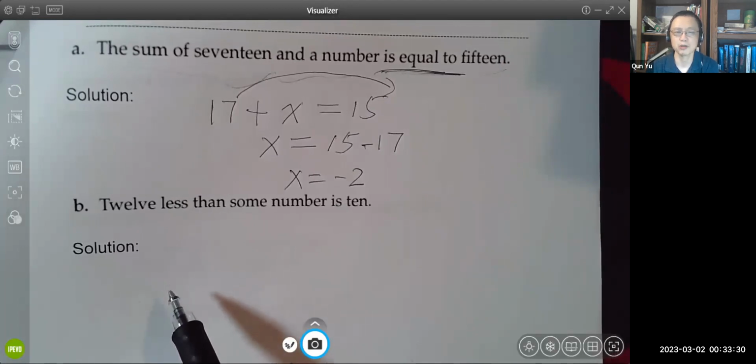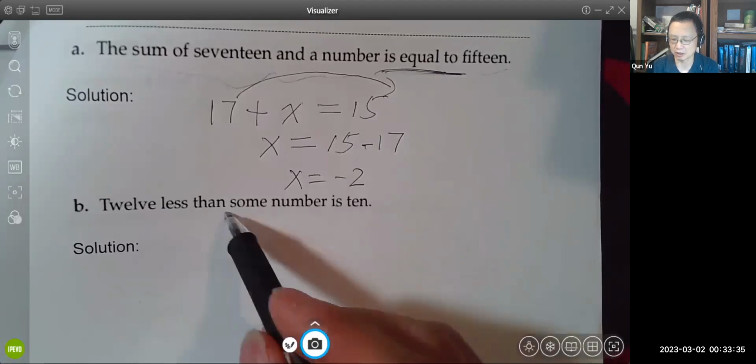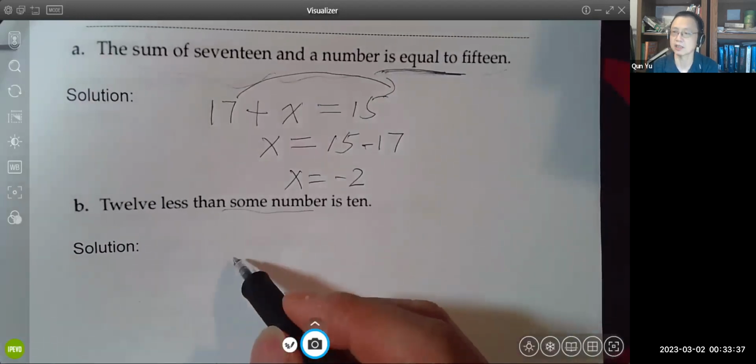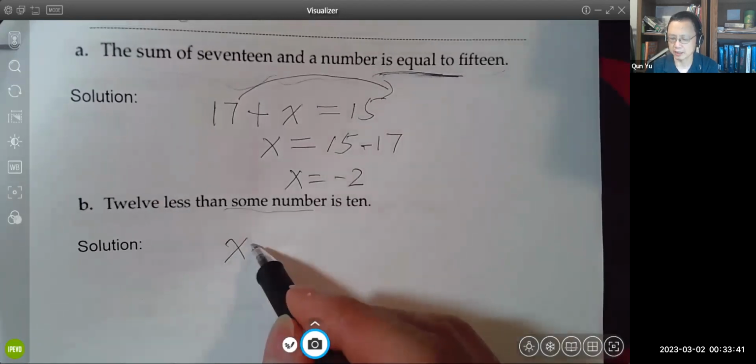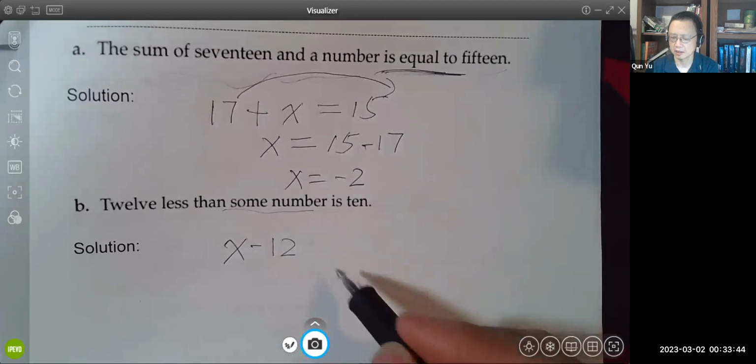12 less than some number is 10. Some number is unknown, that's our x. You can use n, you can use any variable. So 12 less than that, take 12 away from that, and it's 10.